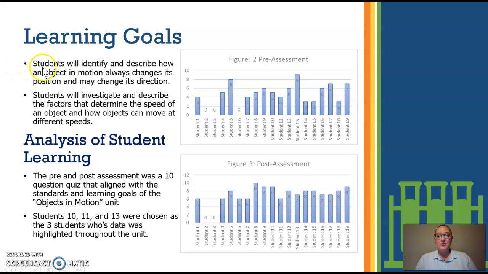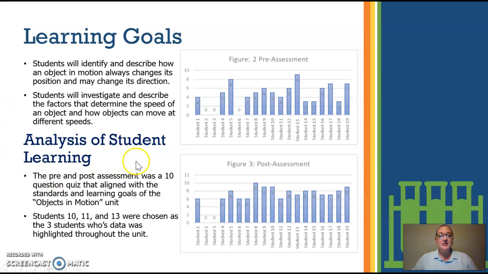So the learning goals were: students will identify and describe how an object in motion always changes its position and may change its direction. Students will investigate and describe the factors that determine the speed of an object and how objects can move at different speeds. So those are the main goals. That's what we were focused on. A lot of how things move and why they move, and then talking about speed and how to determine speed and how speed affects objects in motion.